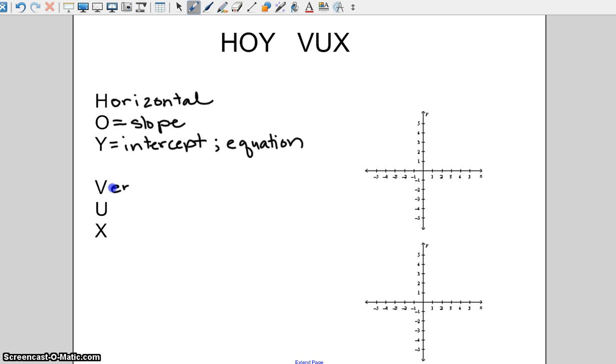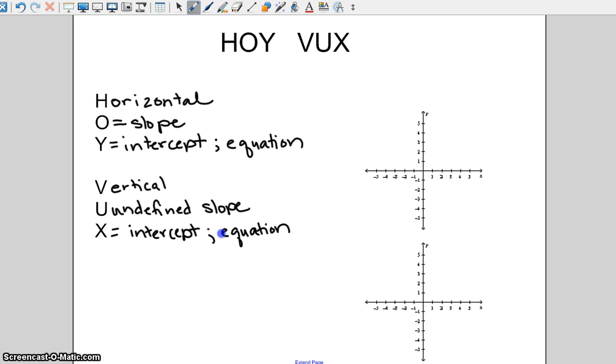Vertical lines have slopes that are undefined. They have x-intercepts, and their equations are x equals.